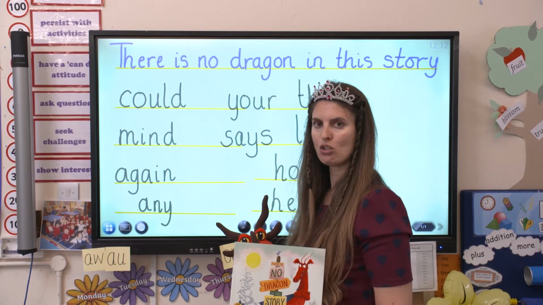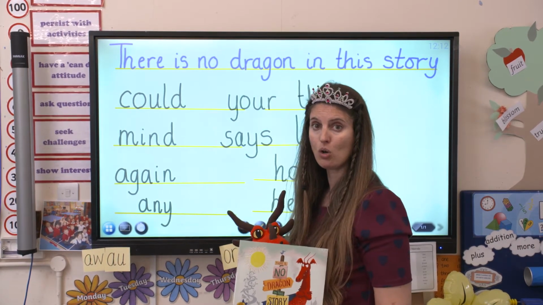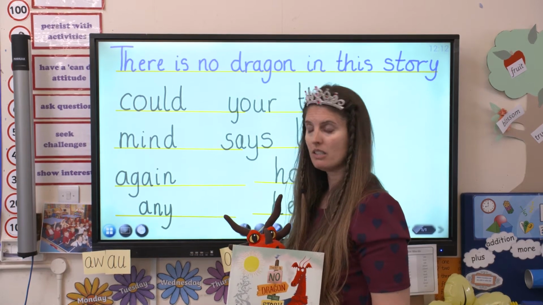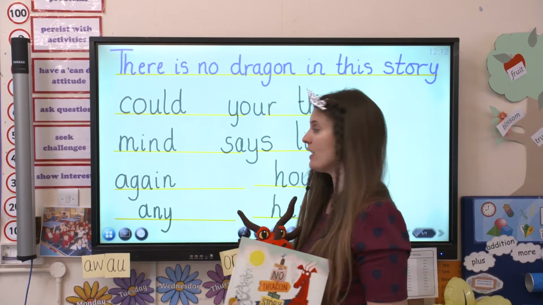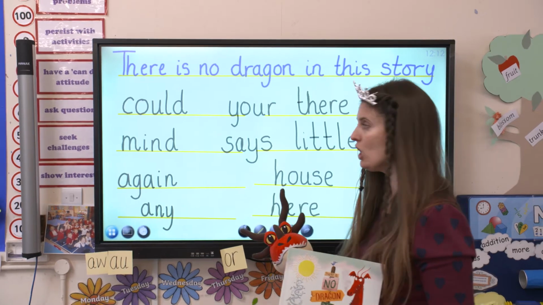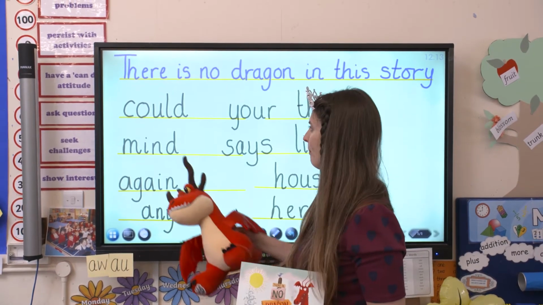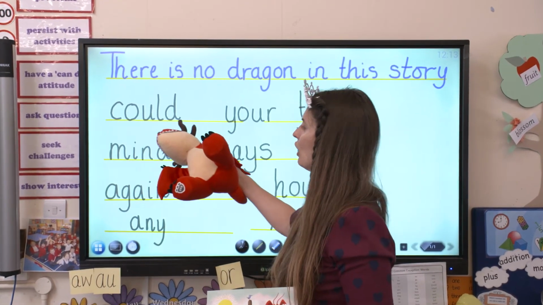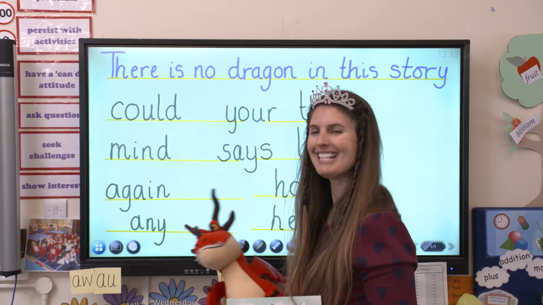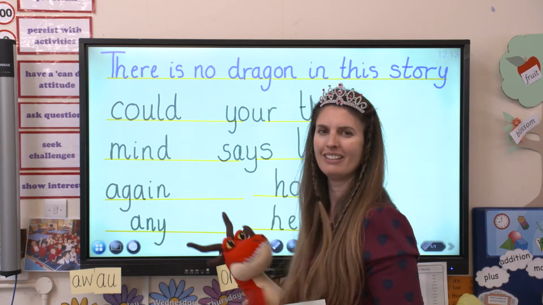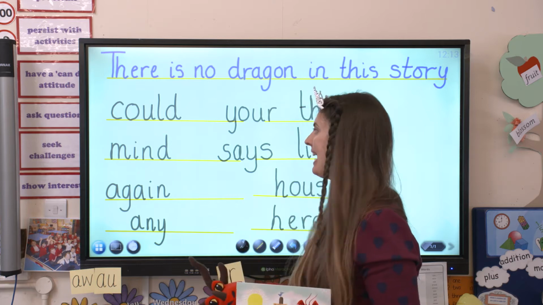Now you've got to make sure, haven't you, that you can read and write your common exception words. So we've got some for year 1 and some for year 2 on the board. Let's have a look at them. Read them with me. Could. Say it again. Could. The more you see it, the easier it will get.